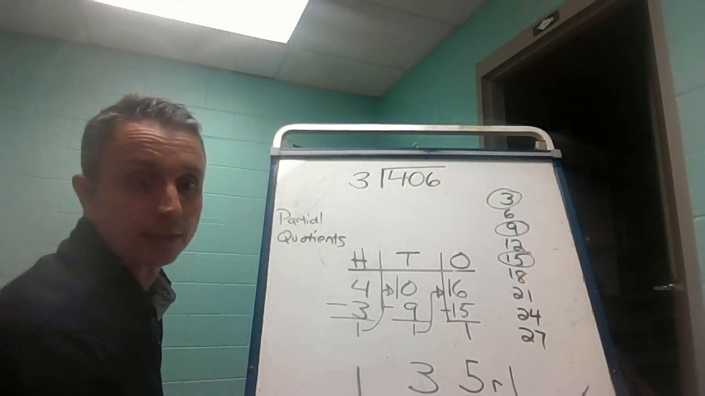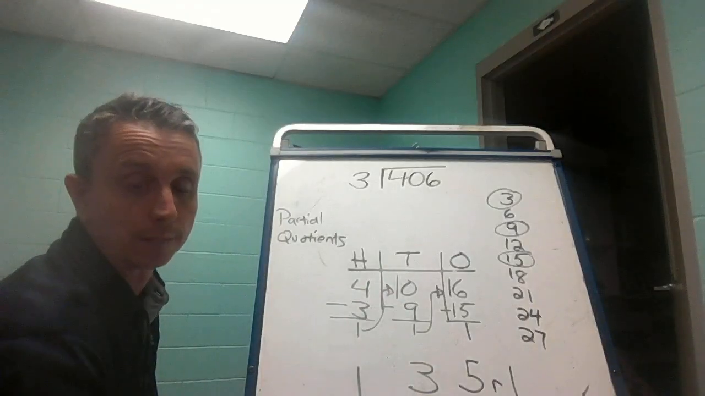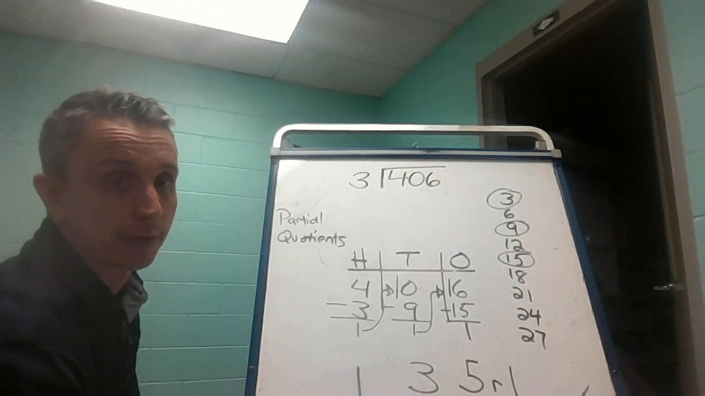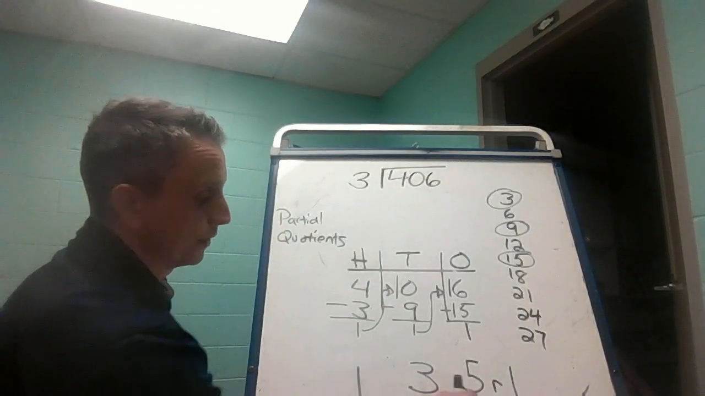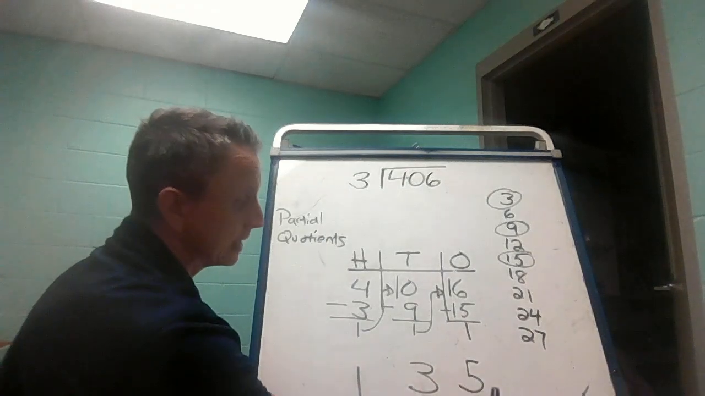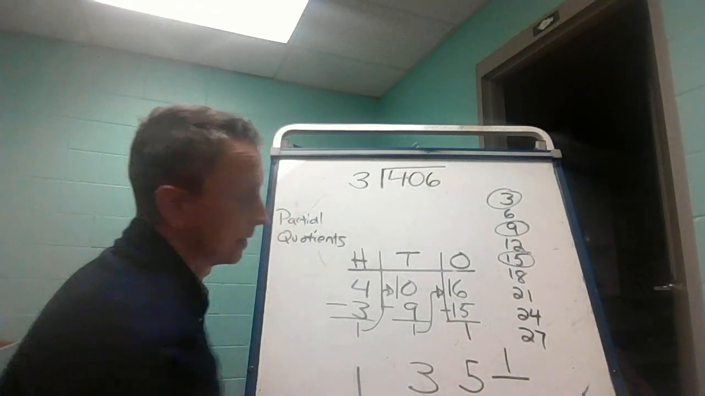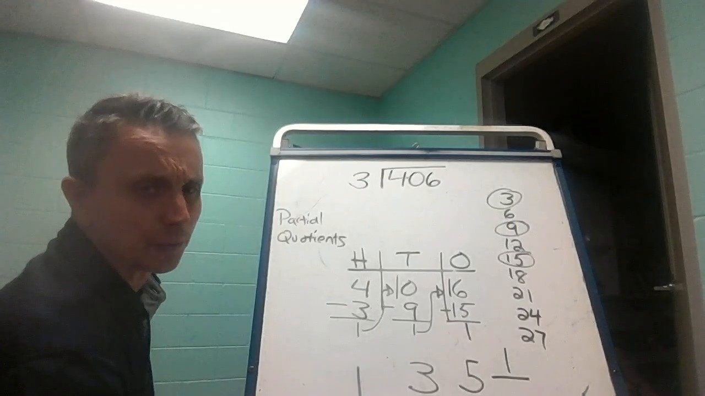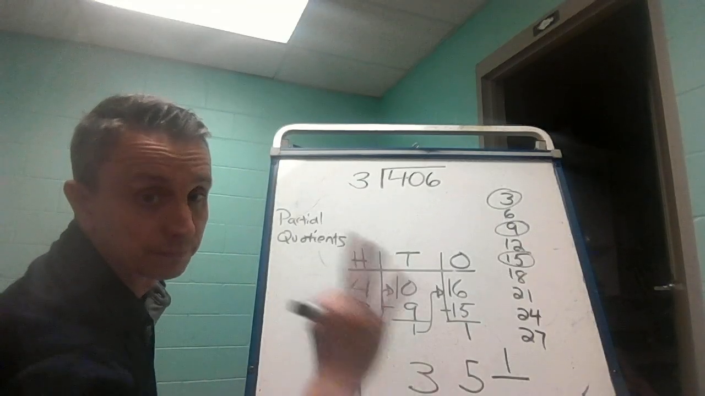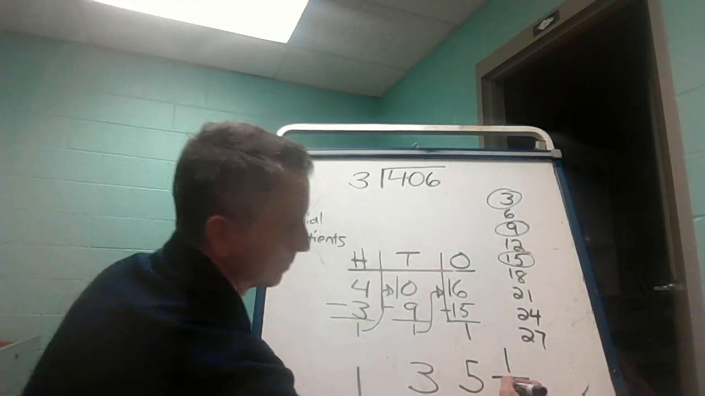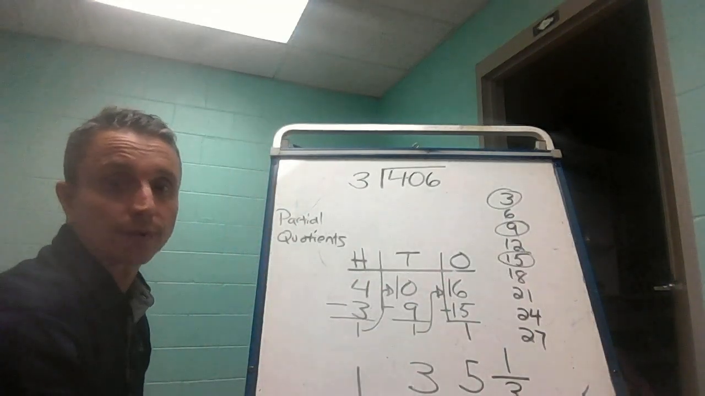135 with a remainder of 1. Remember, you also have to be able to write it as a fraction. So 135 and 1. How many were in each pile? Do you remember? 3. 135 and 1/3.